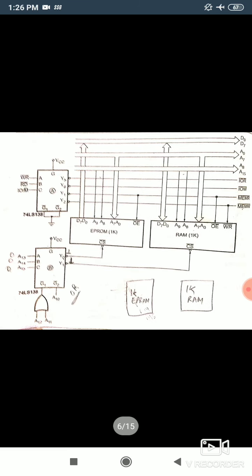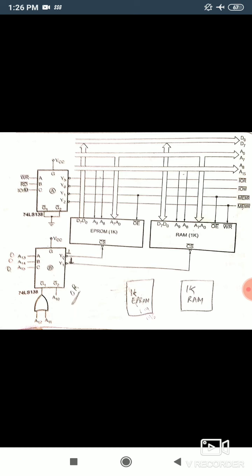So A0 to A9 all are 0 for the starting address, and for the last address these are 1. Now we will evaluate what is the address of RAM for chip select. Now see this diagram again.